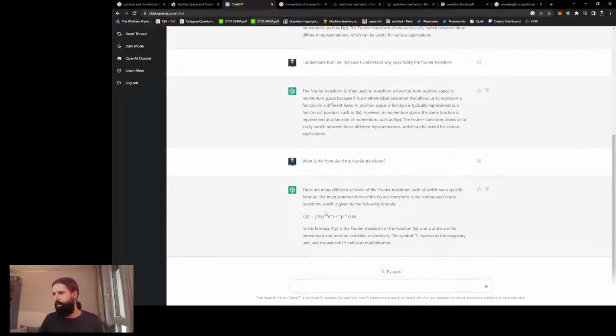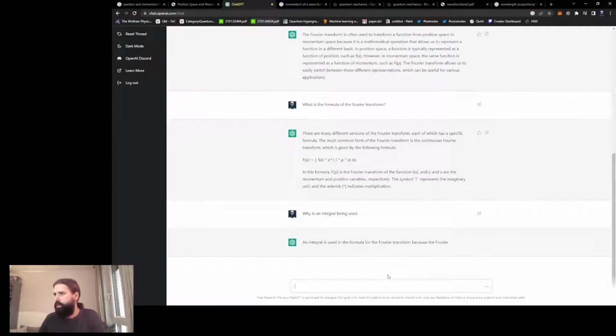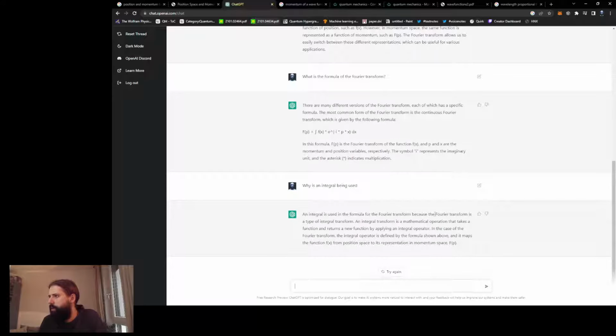The Fourier transform is a type of integral transform. An integral transform is a mathematical operation that takes a function and returns a new function by applying an integral operator. In the case of the Fourier transform, the integral operator is defined by the formula above, and it maps the function from position space. Yeah, that kind of doesn't really tell me.